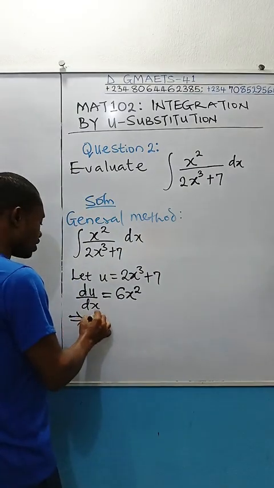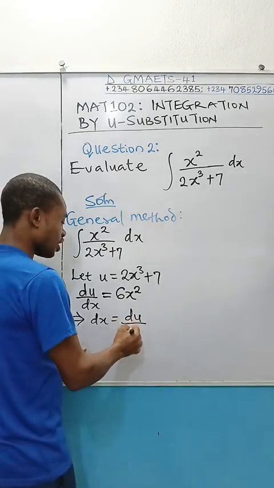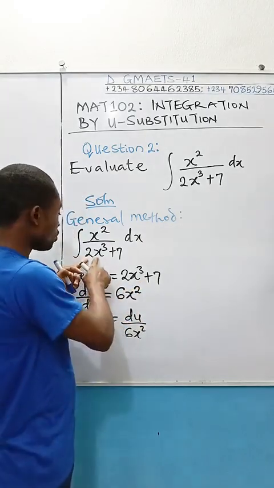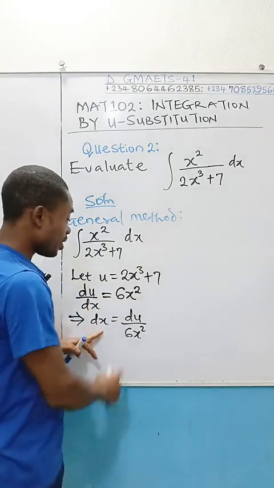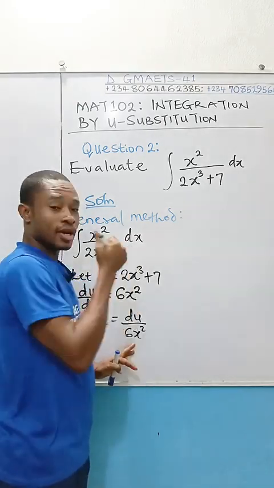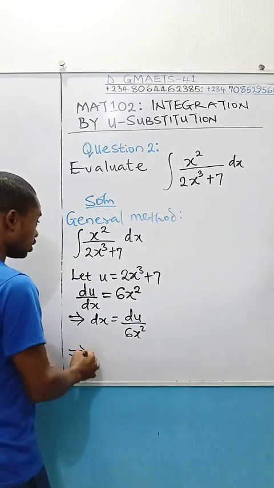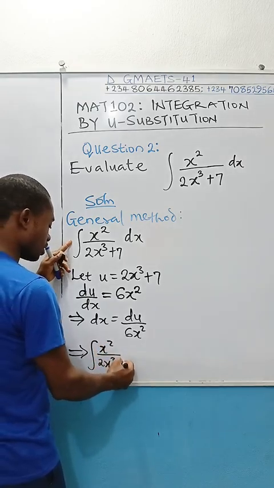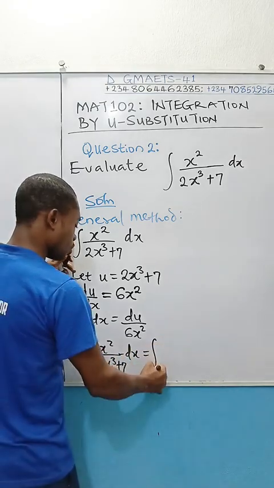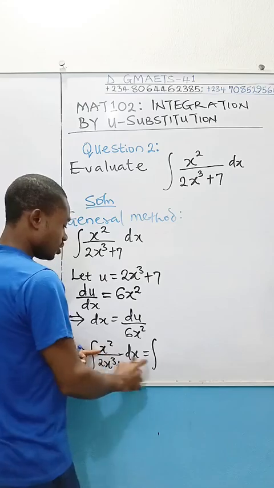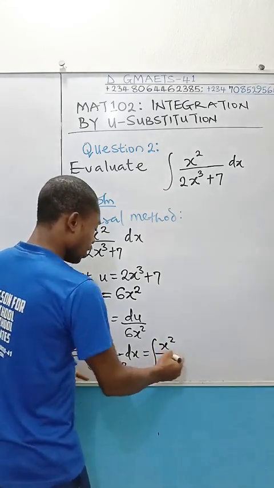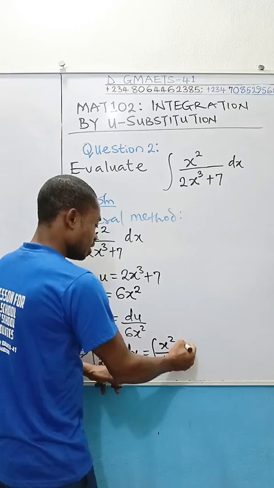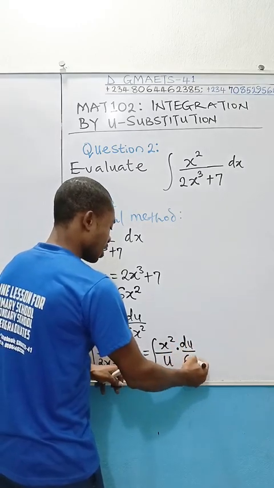So from here, it implies that dx is going to be equal to du divided by 6x squared. Now, I have my u here, which I'm going to replace for this denominator. I have my dx, so I can replace for this dx. Let's do that. The implication is that this integral given to us, x squared all over 2x cubed plus 7 dx will now be equal to integral x squared and all over, this will now be u. Then come to this dx. dx is du divided by 6x squared.